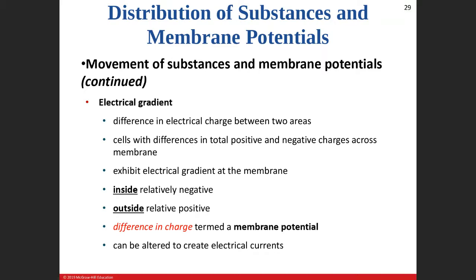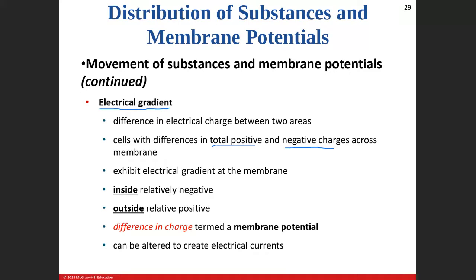What makes it positive outside? What makes it negative inside? So we're going to talk about the first part, which is called the electrical gradient, okay? So this is easy. We're dealing with electricity. We're going to deal with positives and negatives. So we're going to see with the electrical gradient a positive charge on one side of the plasma membrane and a negative charge on the other side of the plasma membrane.